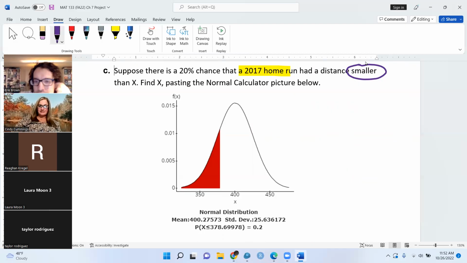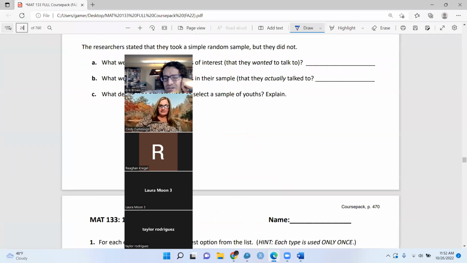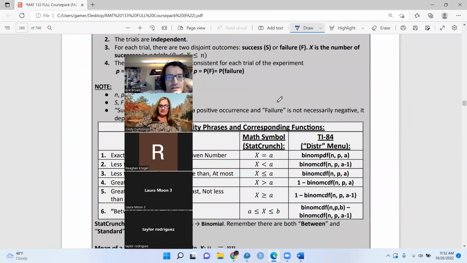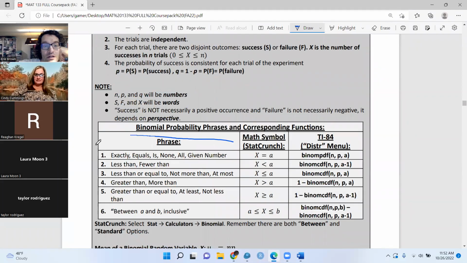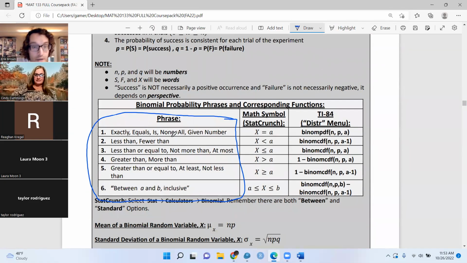So any word that is a synonym of smaller is going to be less than. And any word that is a synonym of larger or greater than or something of that nature is going to be a greater than symbol. I think there's a list of commonly used words on page 266. Here's a list of phrases. We used it back in chapter 6, but these words, whether they're in terms of a binomial probability experiment or a normal one, they're going to match these words. Just remember that with continuous, we don't make a difference between less than or equal to, because the equal to doesn't add anything to it.